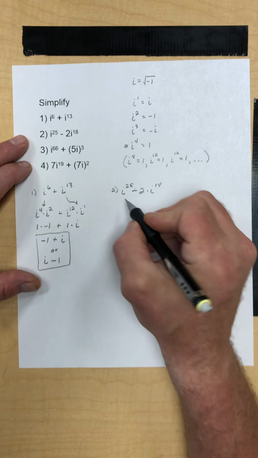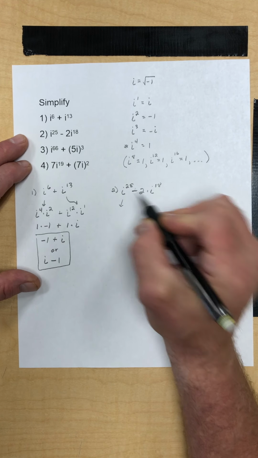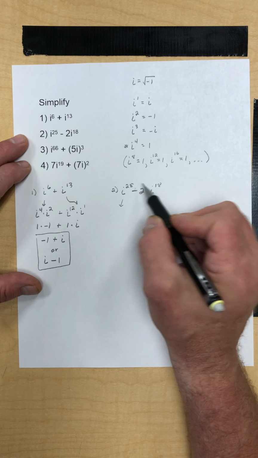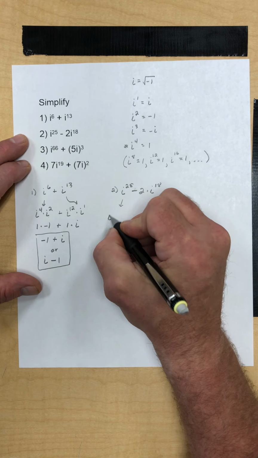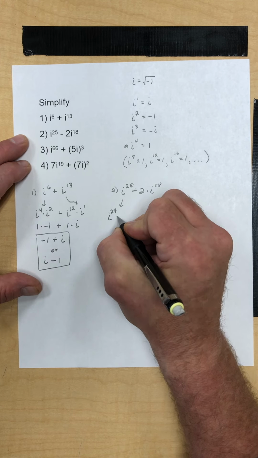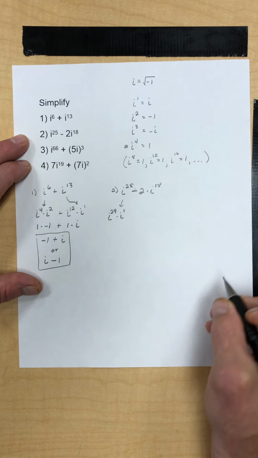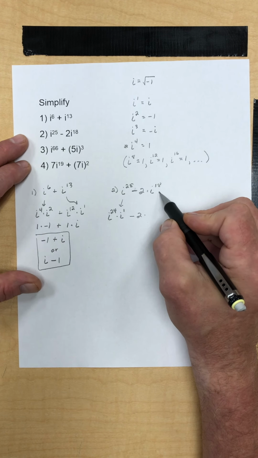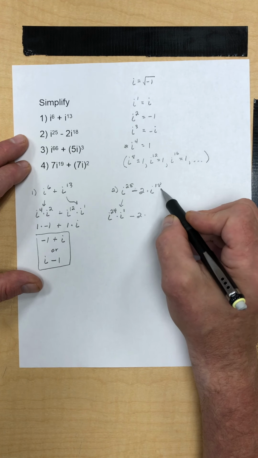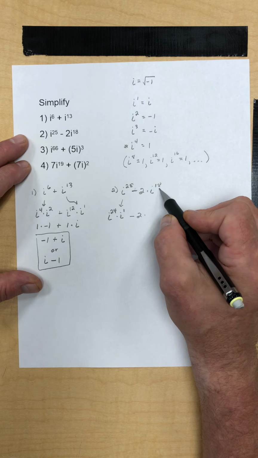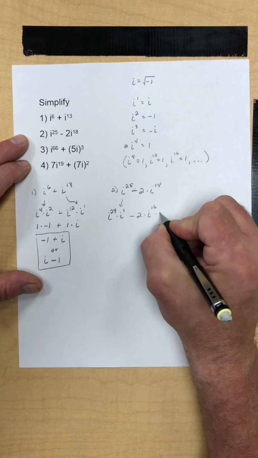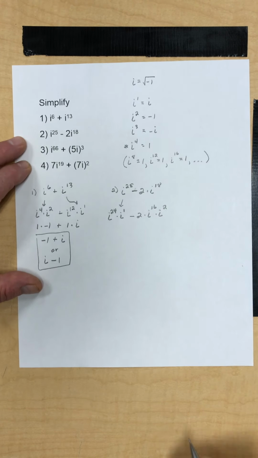Okay, so let's see. I got to start with this guy. I need the largest multiple of 4 that's less than 25. That'd be 24. So that's the same as i to the 24th times i to the 1st, minus 2 times, okay, i to the 18th. The largest multiple of 4 that's less than 18 is 16. So that would be i to the 16th times i squared.